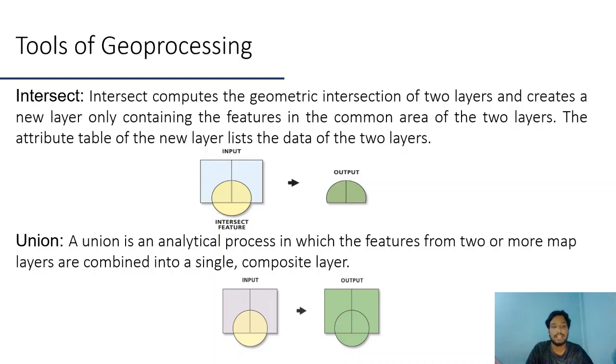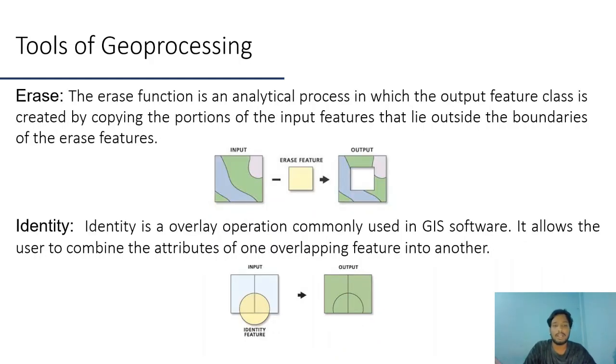Okay, next one is intersect. Intersect computes the geometric intersection of two layers and creates a new layer only containing the features in the common area of two layers. The attribute table of the new layer lists the data of the two layers. Then the next one is union. A union is an analytical process in which the features from two or more map layers are combined into a single composite layer. Erase tool is an analytical process in which the output feature class is created by copying the portion of the input features that lie outside the boundaries of the erase feature.